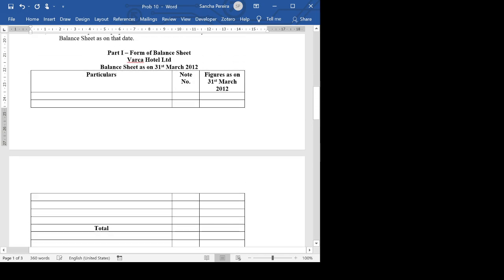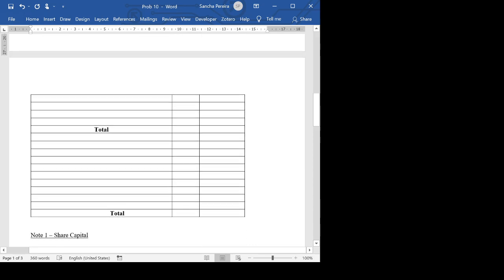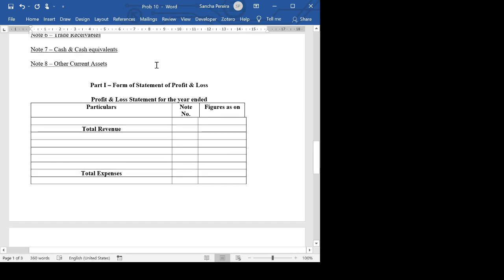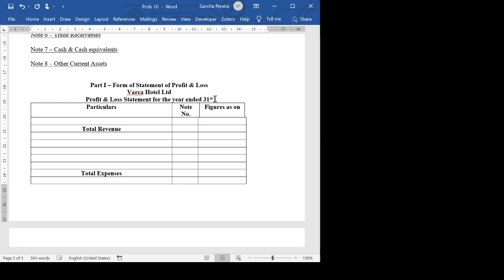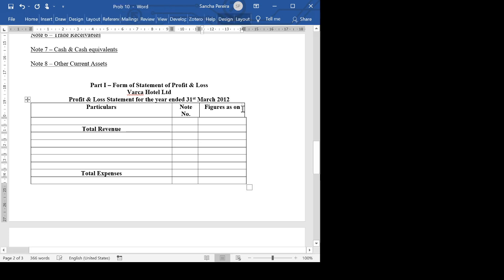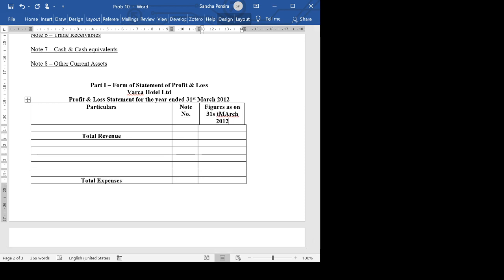Similarly here, we have the notes and then we have the profit and loss account. Form of statement of profit and loss account. Varka Hotel Limited. Profit and loss account for the year ended 31st March 2012.